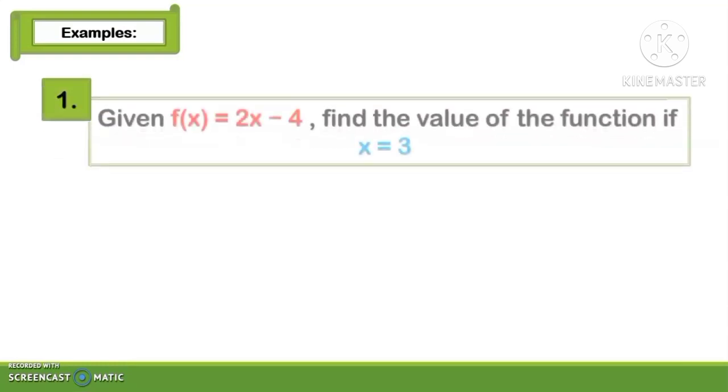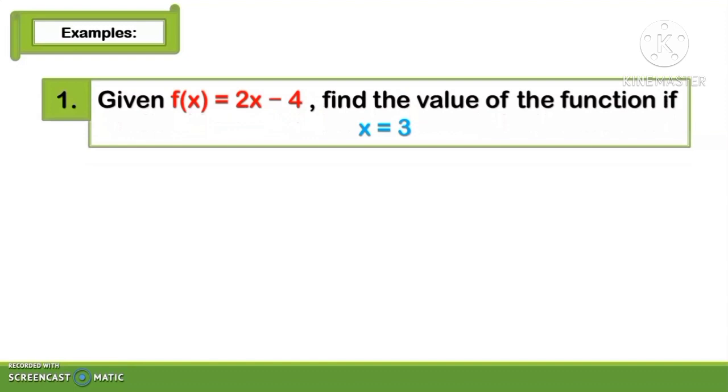Let us have some examples. Number 1. Given f of x is equal to 2x minus 4, find the value of the function if x is equal to 3. Let us have the solution.